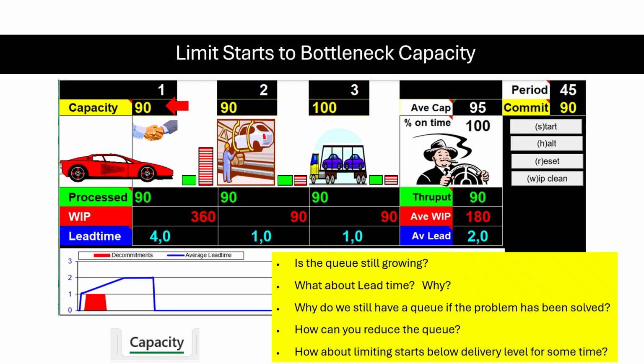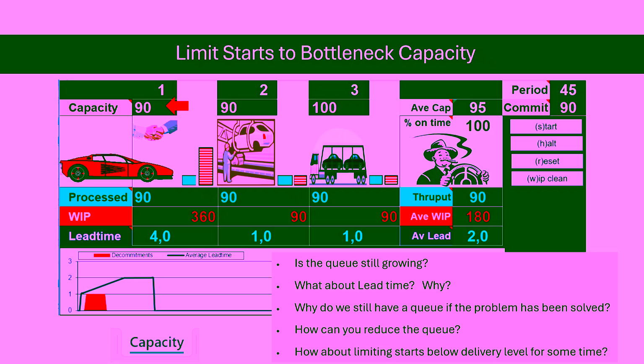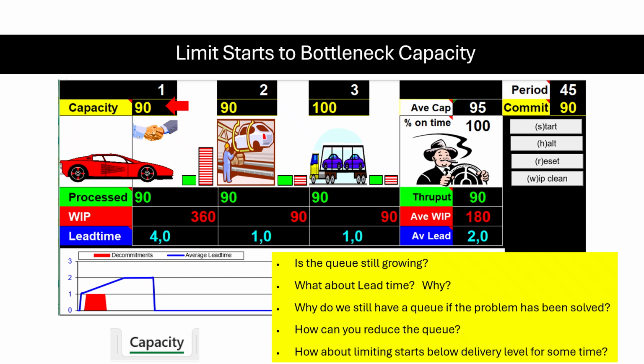Setup, continue from previous exercise. Change Step 1 capacity to 90. Questions. Is the queue still growing? What about lead time? Why? Why do we still have a queue if the problem has been solved? How can you reduce the queue? How about limiting starts below delivery level for some time?